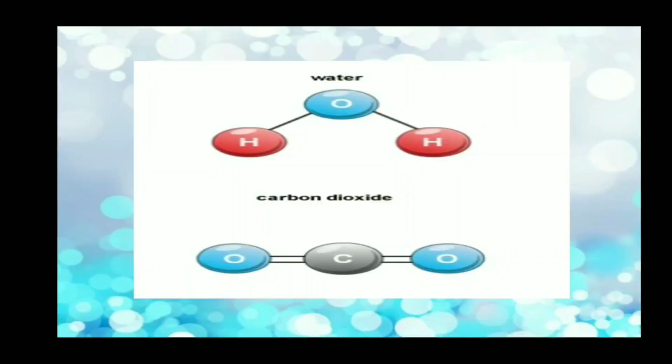Here is the next example. One oxygen atom and two hydrogen atoms combine to give a H2O molecule. H2O is the chemical formula of water. And the next one is one carbon atom and two oxygen atoms combine to give a CO2 molecule. CO2 is the chemical formula of carbon dioxide. So, a group of atoms bonded together is called a molecule.